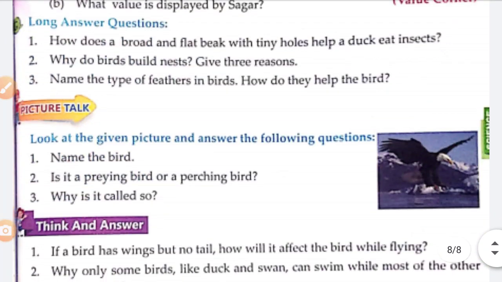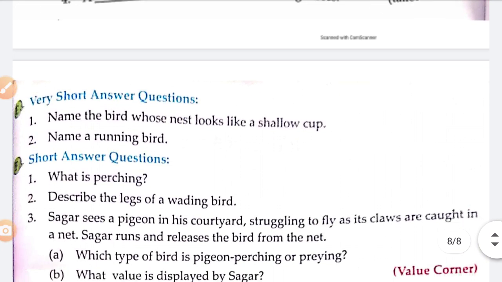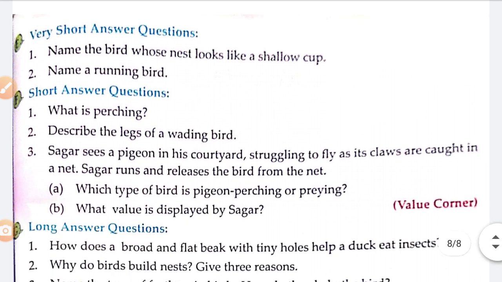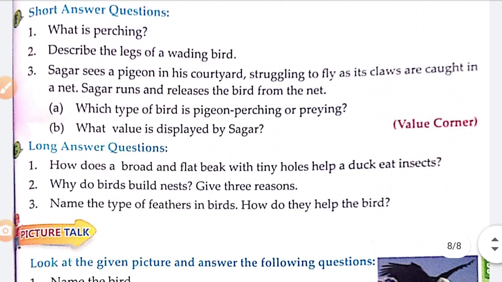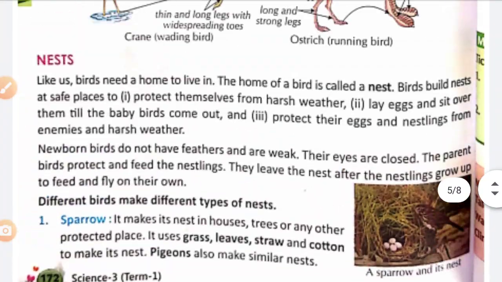Next question. Very short answer questions. First, name the bird whose nest looks like a shallow cup. Vulture is the name of that bird. Name a running bird. You can write here ostrich. F. Short answer question. What is a perching bird? You can explain. It is here.